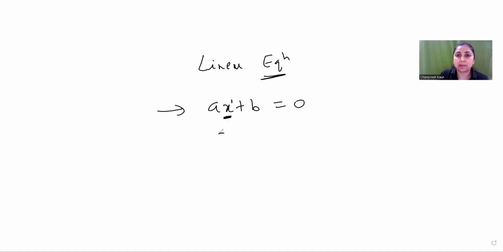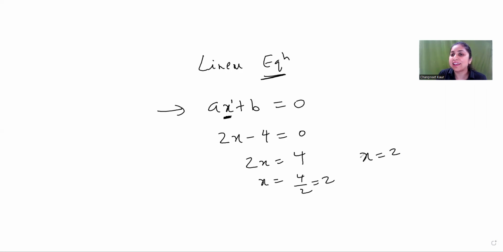Let me write one example. If I have an example like this, 2x minus 4 is 0, I can easily find the value of x. So x is 4 by 2, which is 2, or I can say that x is equal to 2 is the solution of this linear equation in one variable.